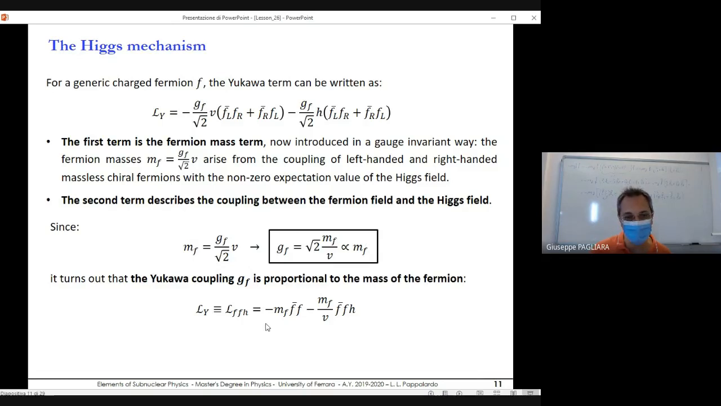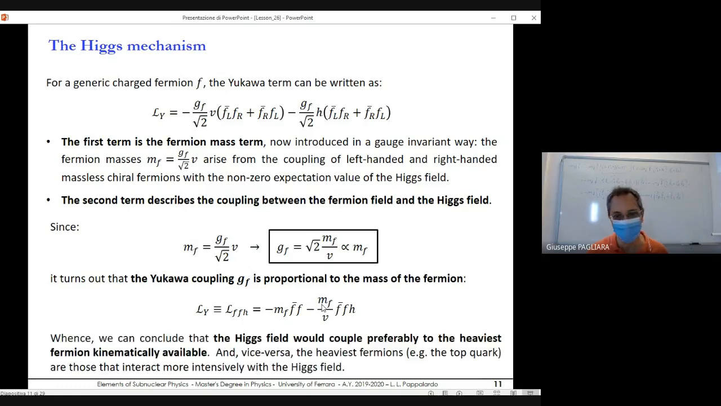And so this Yukawa term in the Lagrangian, we can write down as a pure mass term, but now gauge invariant for the fermion, and an interaction term between the fermion and the Higgs field, where the coupling is proportional to the mass of the fermion. So we can conclude that the Higgs field would couple preferably to the heaviest fermions which are kinematically available, and vice versa, the heaviest fermions, for instance the top quark, are those that interact more intensively with the Higgs field.